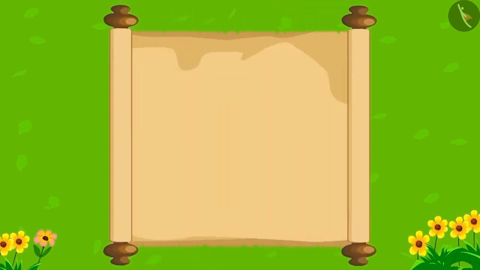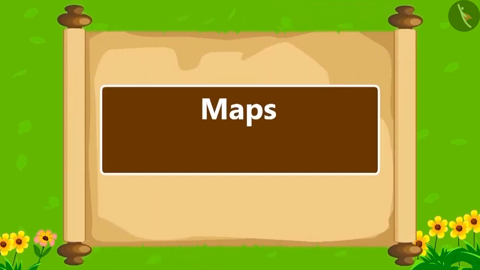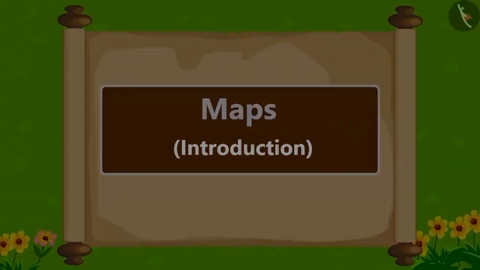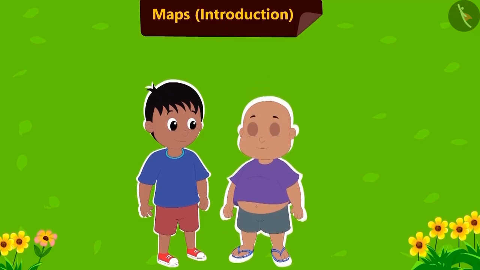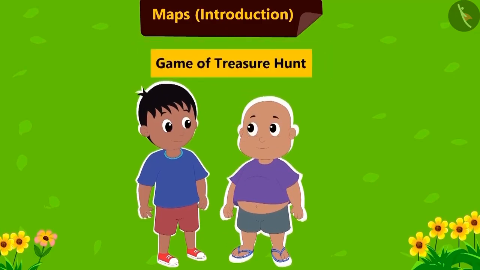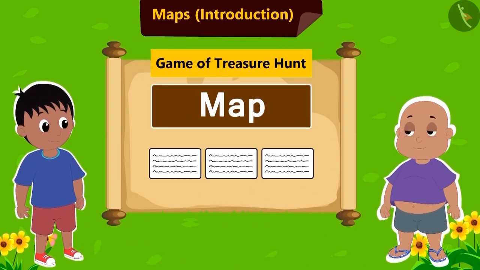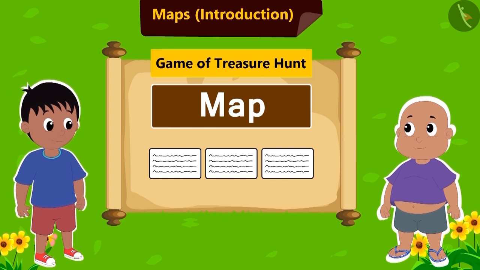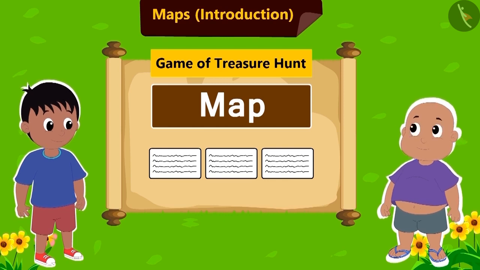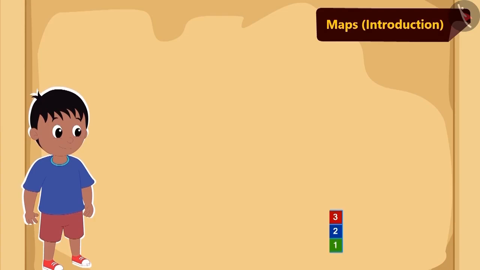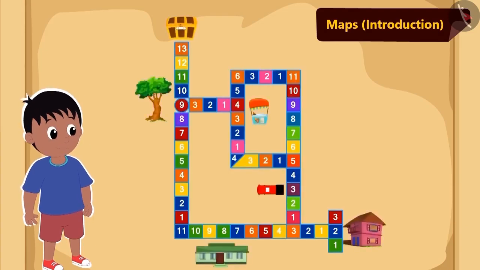Hello children, in this lesson we will learn about maps. Raju and Bablu are playing the game of treasure hunt. Raju has given Bablu a map and few written instructions. Bablu will have to find the treasure following the given instructions. The map made by Raju looks something like this.